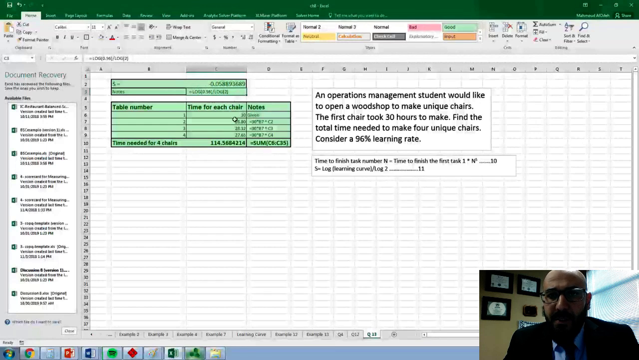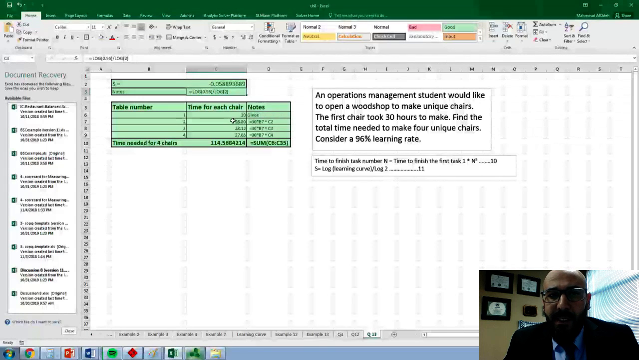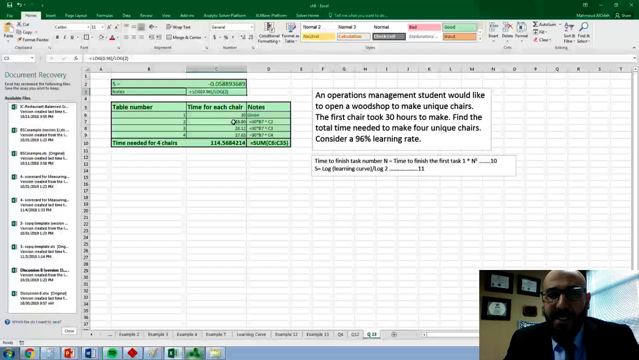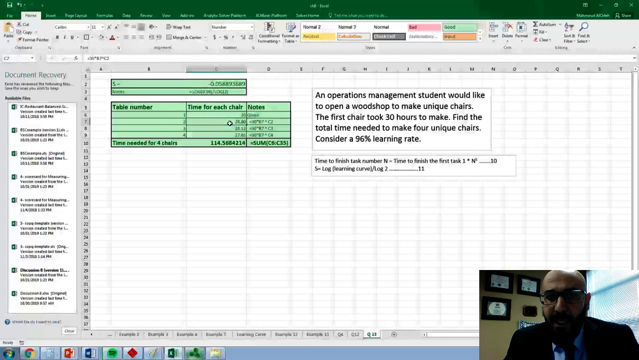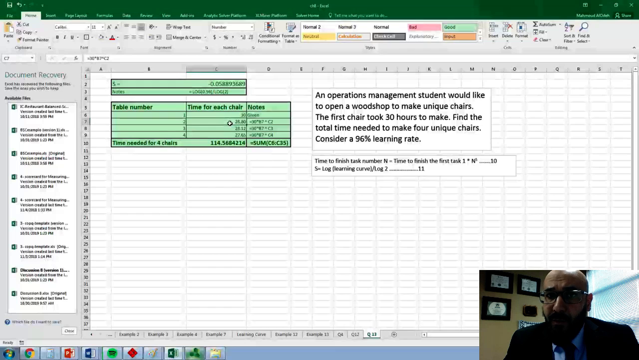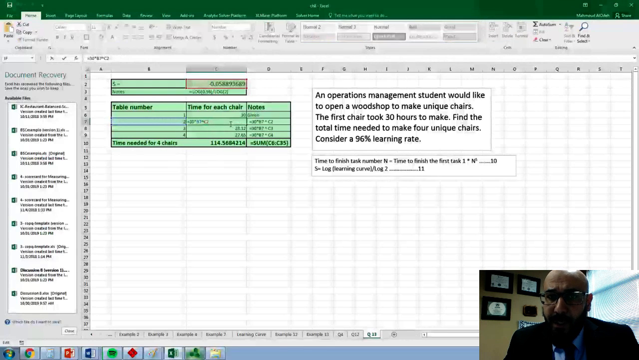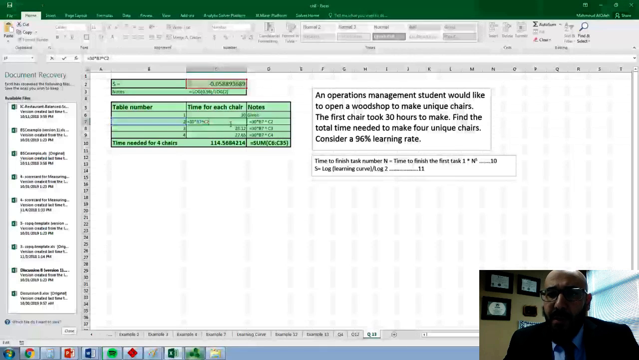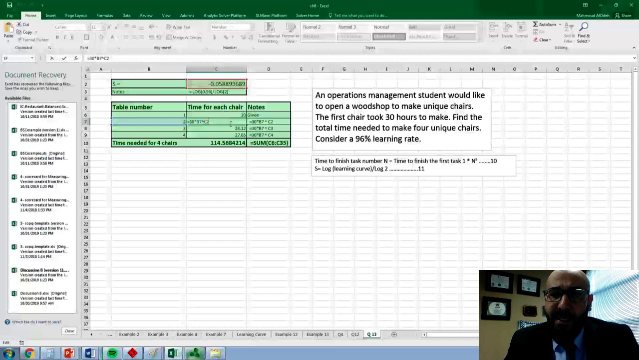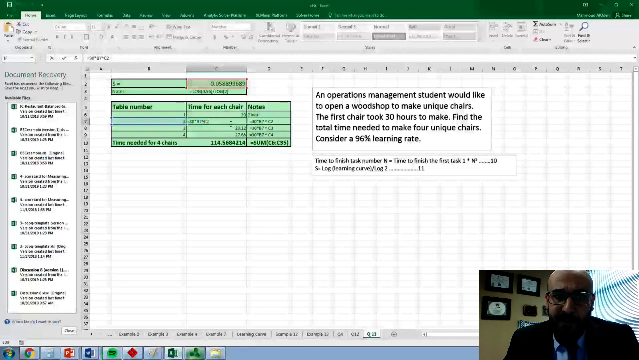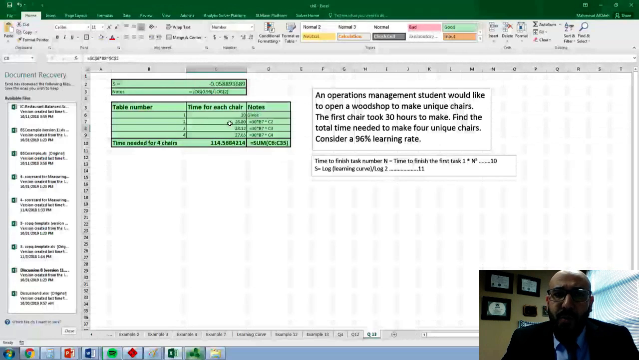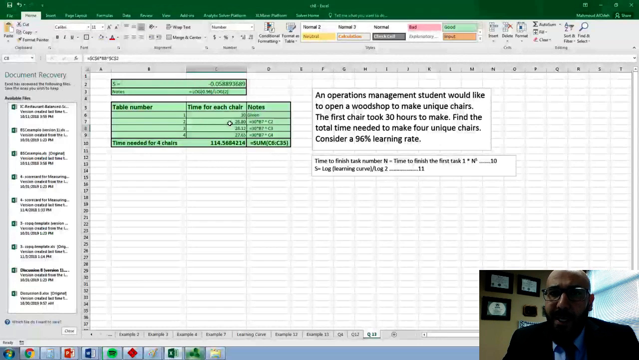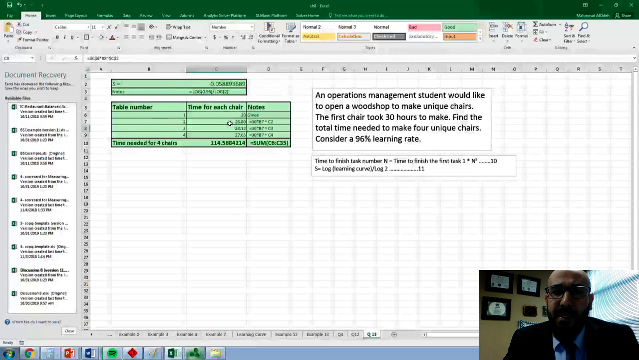And now let's go ahead and calculate the time needed for the second chair. The first chair is already given. The second chair would be the time for making the first chair, which is 30, times n, which is 2, because we are on the second chair, to the power of s, which is negative 0.058. And that would give you 28.8 hours to make the second chair.